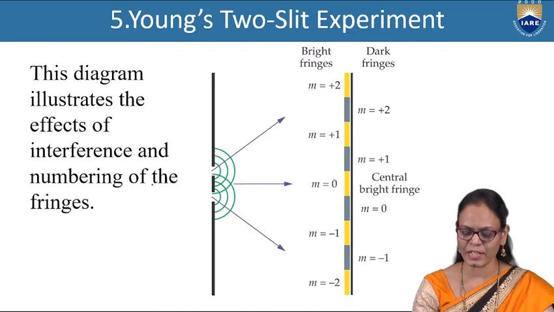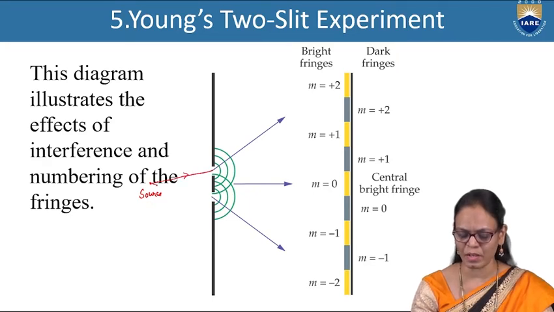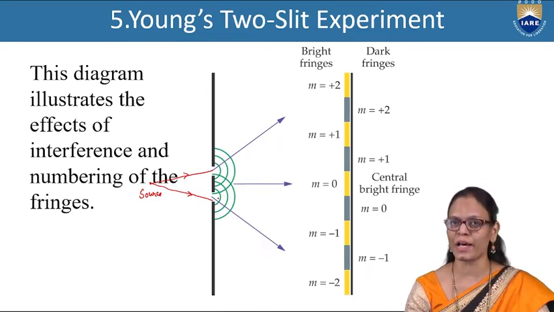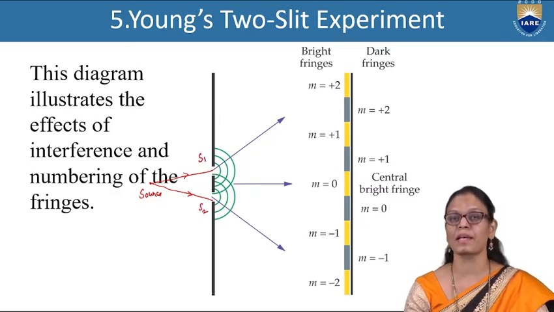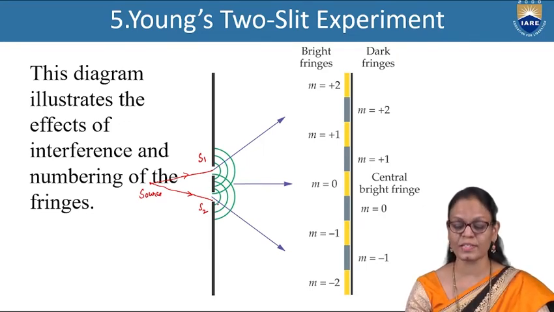We have imagined that the source is exactly at the center. I told you the two slits are placed equidistant. So light from this source is reaching this slit and also this slit, equidistant. Now these two slits, which are narrow and closely spaced, will act as coherent sources, S1 and S2. S1 will start sending out waves, S2 also will start sending out waves, and these two waves will superimpose on each other.